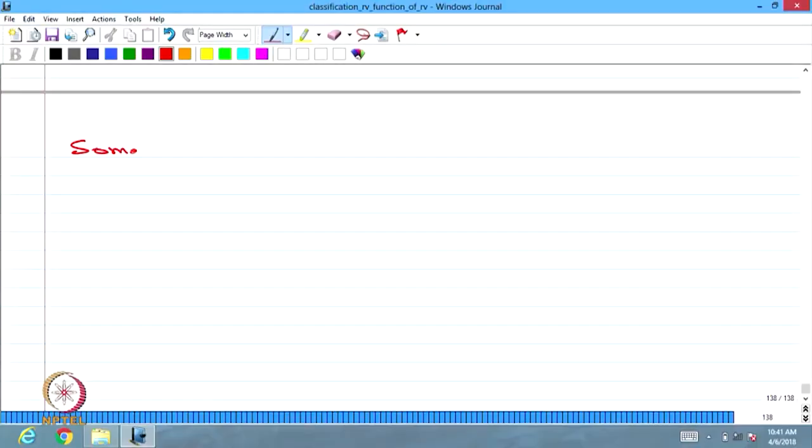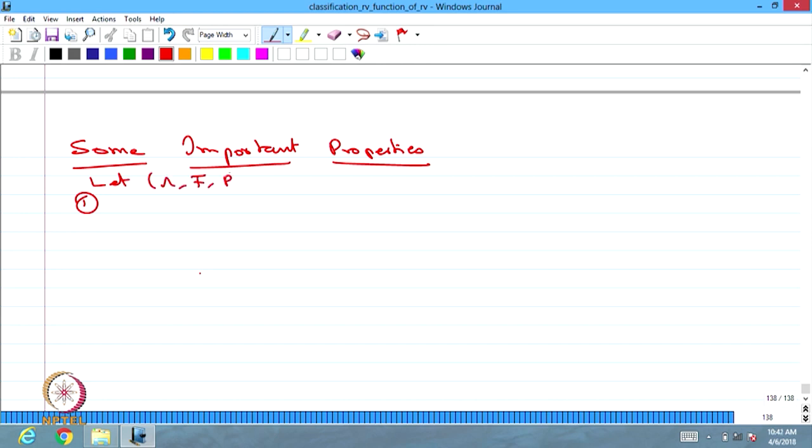Now we are going to discuss some important properties of the probability. Some important properties. The first property. Before that, let me start with: let (Omega, F, P) be a probability space. The first property is P of empty set is 0.